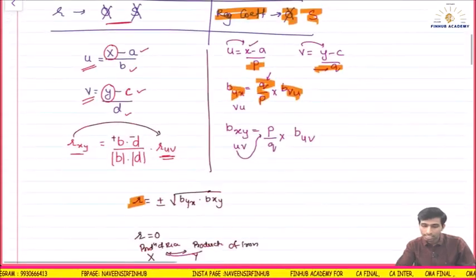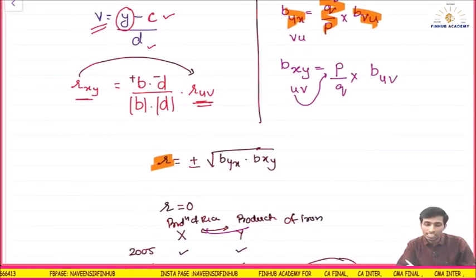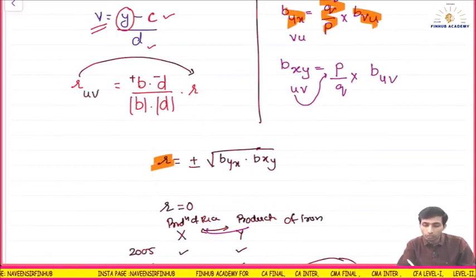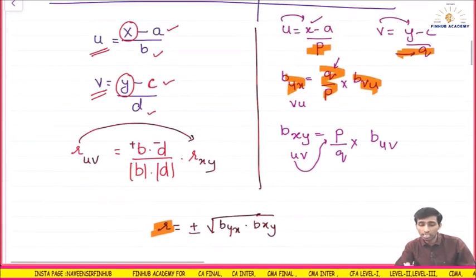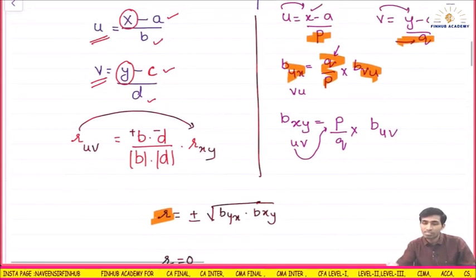Yes, here, what you have written, you can cancel this. Here you can make the change, you can interchange it: ruv upon rxy. Okay, like this, ruv upon rxy. Fine.